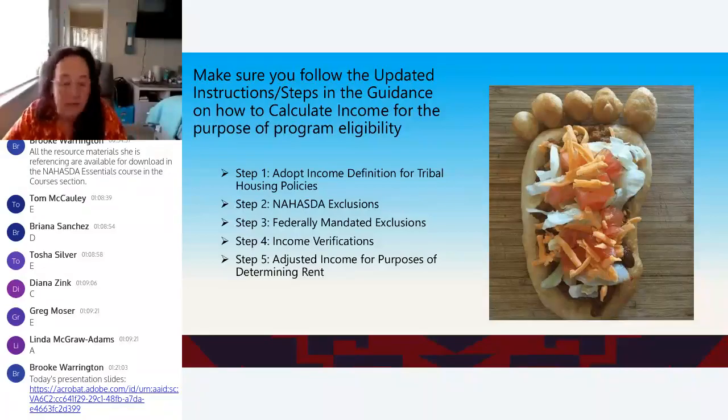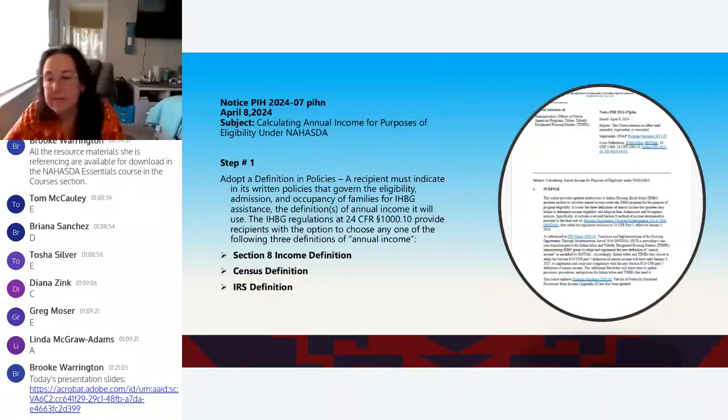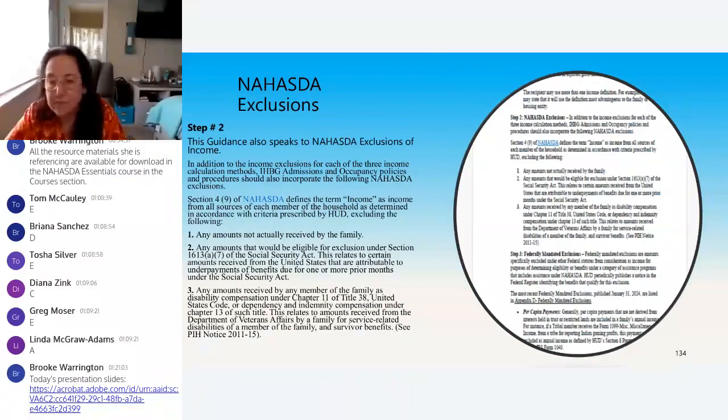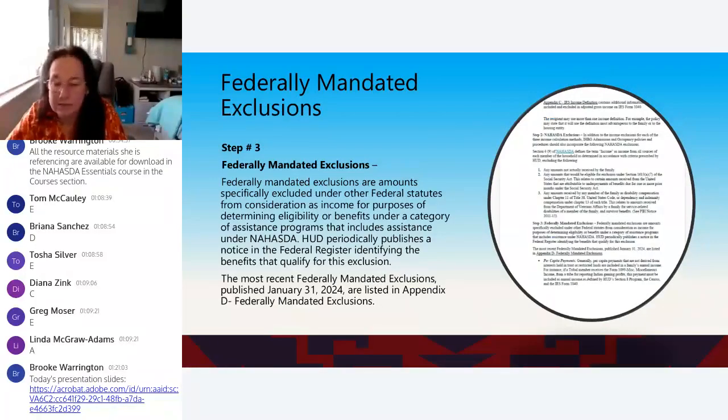So step 1 is adopt your definition in policy. You must indicate in your policy what definition of annual income you're going to utilize. You can utilize Section 8, census definition, or IRS definition. The guidance also speaks to exclusions in income. You have to give them if they are listed there. Federally mandated exclusions: it's a good thing they were updated on January 31st of last year, so they're all on one page. I would suggest a binder of those items.